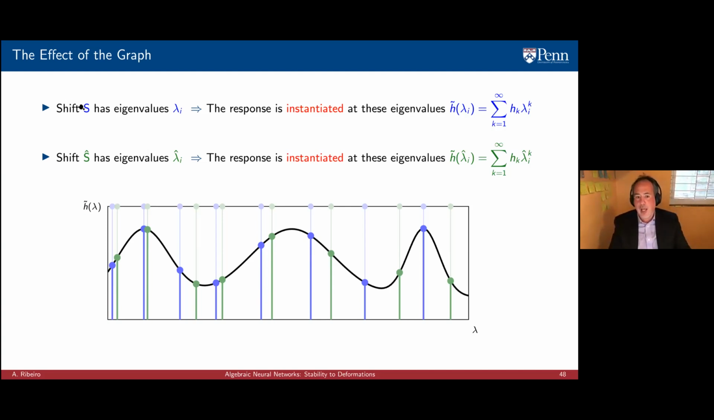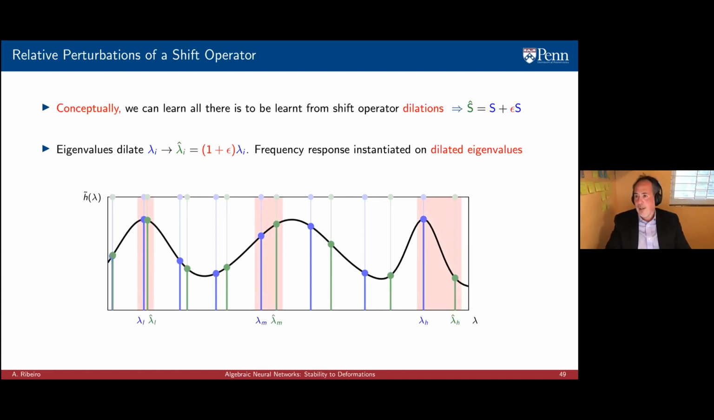The shift operator S instantiates those blue eigenvalues here. The shift operator S hat instantiates these other eigenvalues. So in those theorems, this is the core of that analysis: understanding what happens when these eigenvalues move. And I cannot prove the theorem here. It would take me a couple hours to do that, but I can give you the intuition of why the theorem is true by explaining to you the effect of dilations.